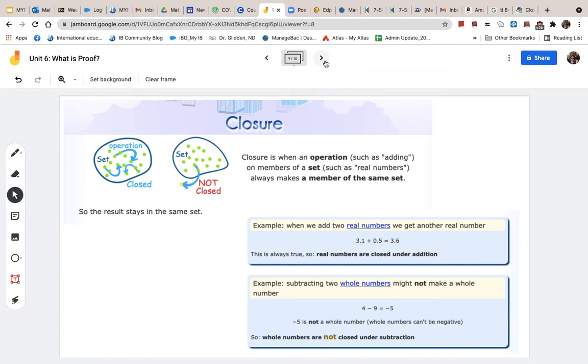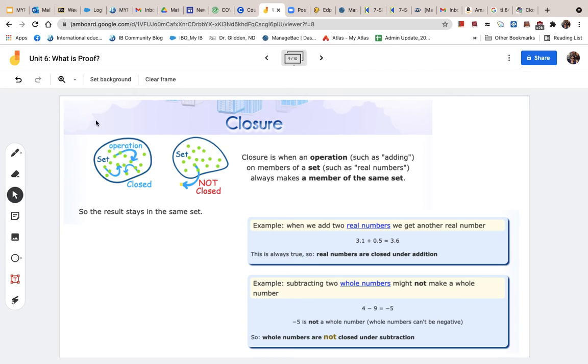All right, so let's move on to the third objective. We're going to think about what closure or what a closed system is. Okay, let's take a look at the diagram on the top. A closure, mathematically, is when an operation such as adding members of a set such as real numbers always makes a member of the same set.